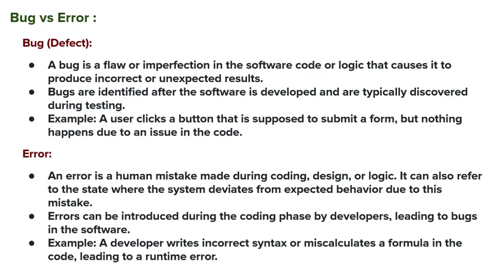Errors can be introduced during the coding phase by developers, leading to bugs in the software. An example would be a developer writes incorrect syntax or miscalculates a formula in the code. That leads to a runtime error. So error and bug have slight differences. Error is a human mistake made during coding, design or logic, whereas bug is an imperfection in the software code or logic that causes it to produce incorrect or unexpected results.